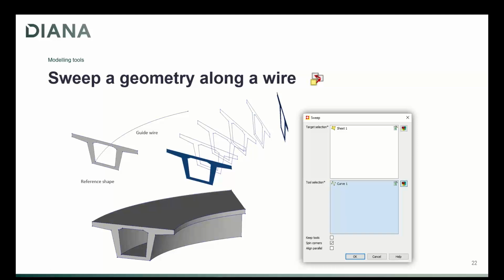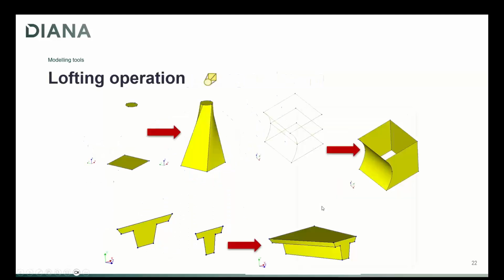For instance, one of them is a sweep geometry function, which allows you to sweep reference shapes along a wire. So, for instance, here you see we have a reference shape, which is a cross section of a bridge girder, and we can sweep it along a curved wire. And basically, it results in this nice 3D shape. And this can be done through action box that we have in Diana. So just in a few clicks.